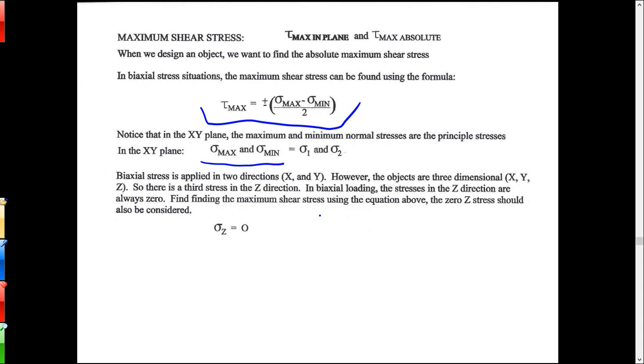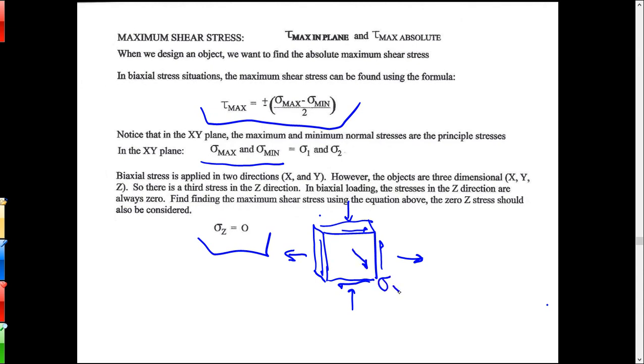But of course, objects are three-dimensional, so there's actually a third stress that we have to consider, and that's sigma z, which is zero for biaxial stress. So we draw up these little elements, we put stresses on them, this is how we draw these things up. But the thing to remember is, they're actually three-dimensional, okay? Even though we treat them like they're 2D, they're not. They're 3D. And so there is a third stress acting on these things, and that is sigma z. And when you're talking about biaxial loading, sigma z is always equal to zero.